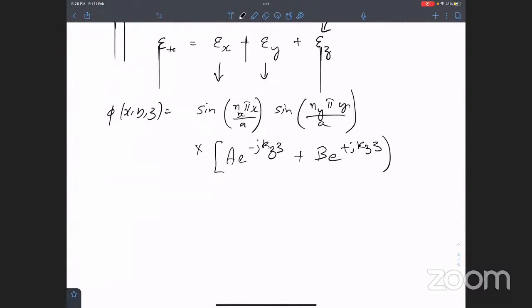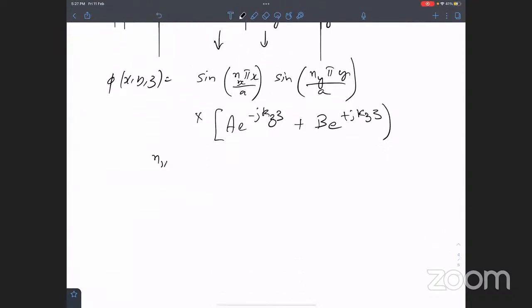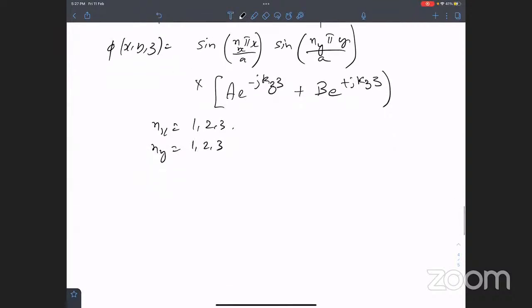Where nx can go from 1 to 3, ny can go from 1 to 3, and kz can be 2 pi by L into nz, where nz can go 0, plus or minus 1, plus or minus 2, and so on. So it is confined in the x and y axis, and it's free in the z axis.